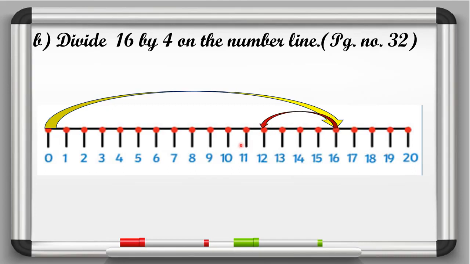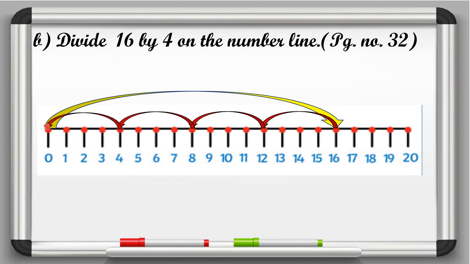Okay. Now 11, 10, 9, 8. Again, we will move from 12 to 8. Now 7, 6, 5, 4. Okay. So we will move from 8 to 4. And after that, 3, 2, 1, 0. 4 में से जब हमने 4 माइनस किया, we will reach at number 0.